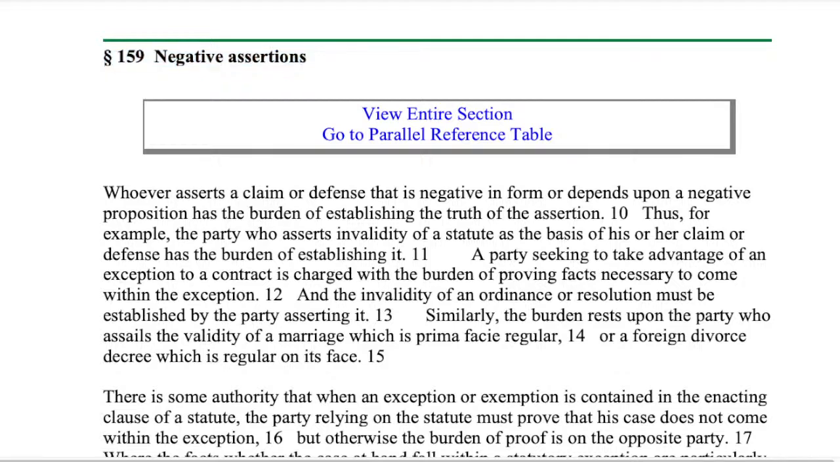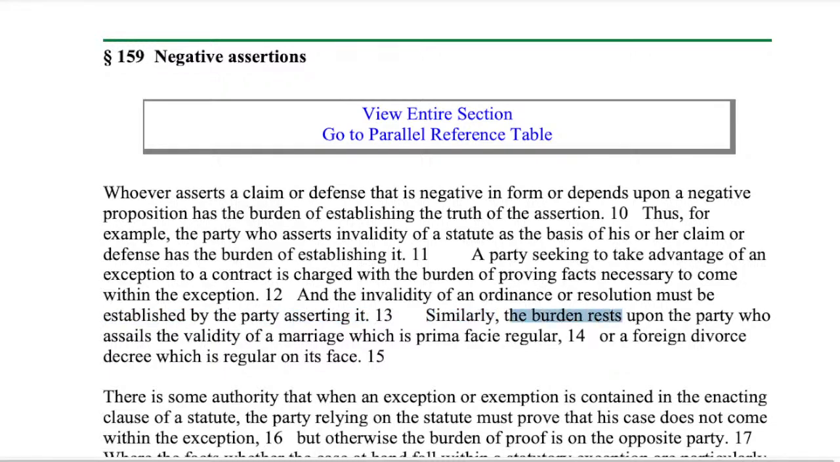So let's continue. Whoever asserts a claim or defense that is negative in form or depends upon a negative proposition has the burden of establishing the truth of the assertion. Thus, for example, the party who asserts invalidity of a statute as the basis of his or her claim or defense has the burden of establishing it. A party seeking to take advantage of an exception to a contract is charged with the burden of proving facts necessary to come within the exception. See, it's not an argument here, it's an exception. And the invalidity of an ordinance or resolution must be established by the party asserting it.